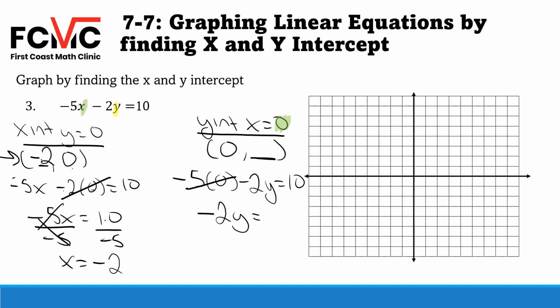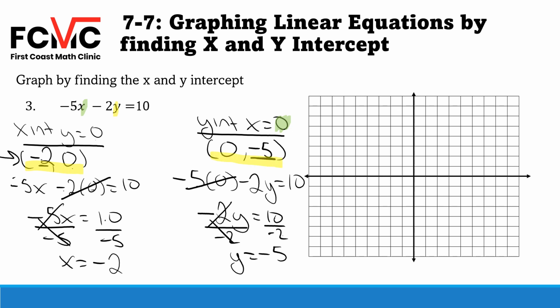Negative 2y equals 10. Divided by negative 2, divided by negative 2. Negative 2 divided by negative 2 is 1. And we get 10 divided by negative 2, which is negative 5. So we get negative 5 here. So my ordered pairs are going to be negative 2, 0, and 0, negative 5.